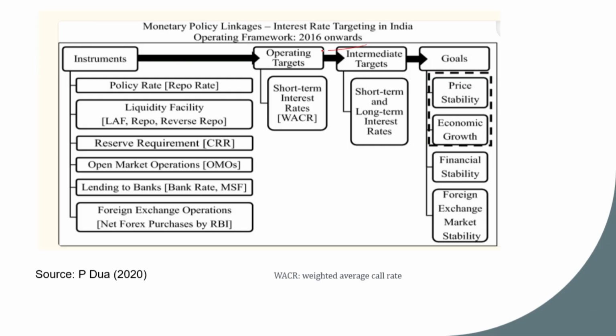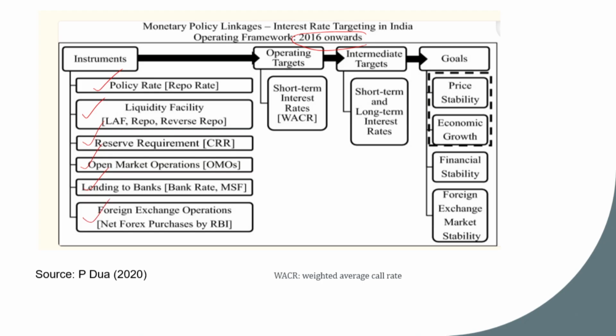From 2016 onwards, there is a structural change in our monetary policy framework. In the linkages you can see now the instruments, it became the policy rate. Repo rate is the main instrument that is called the policy rate. Often instead of directly referring to repo rate, people sometimes say policy rate. Then the liquidity facilities came into existence, the ones we covered in the previous slides. Reserve requirements, open market operations, lending to banks, bank rate, and foreign exchange operations.